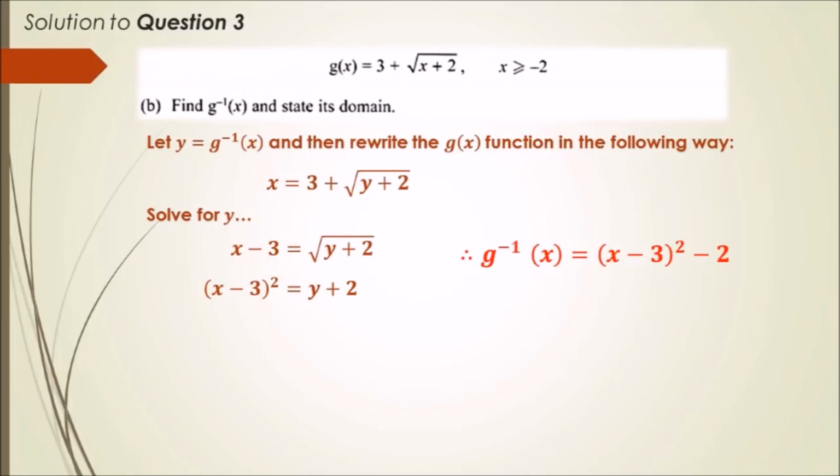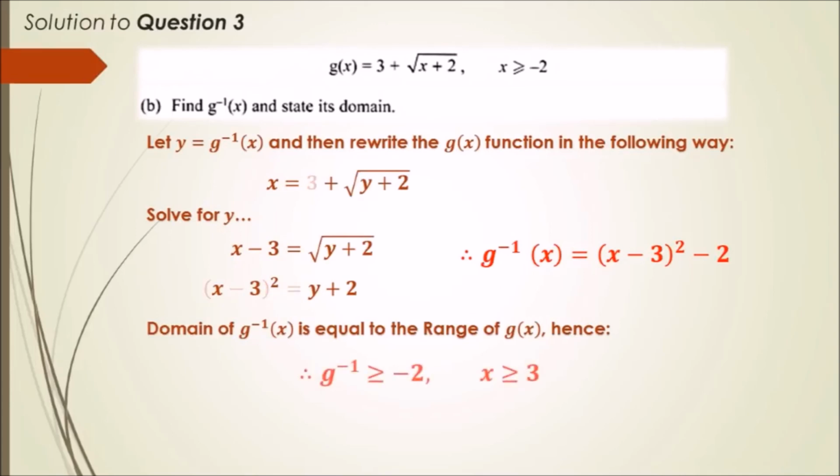The one special property about inverse functions and functions is that the domain of the inverse is equal to the range of the original function. Likewise, the range of the inverse is equal to the domain of the original function. Hence, we can say that the range of the inverse is greater than or equal to minus 2, and its domain is greater than or equal to 3. Voila. Not so bad at all.